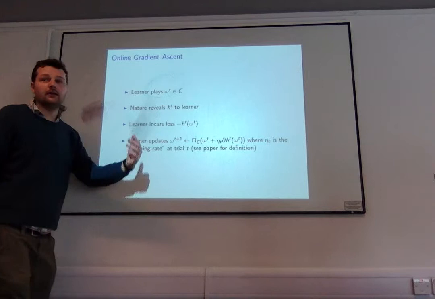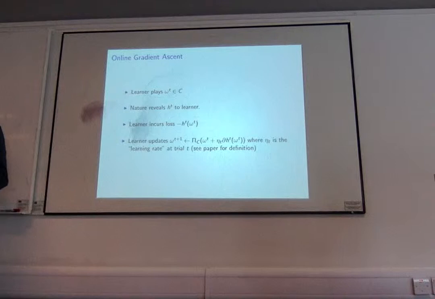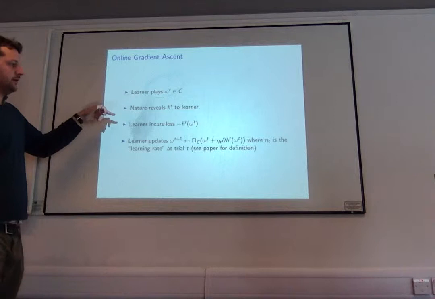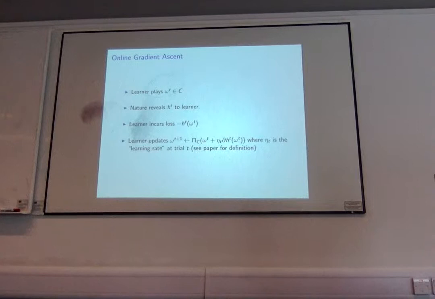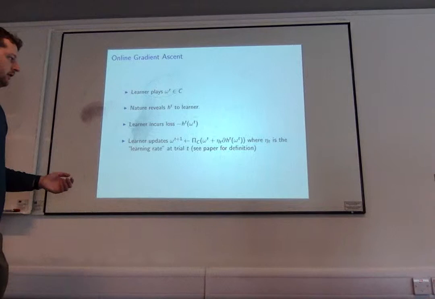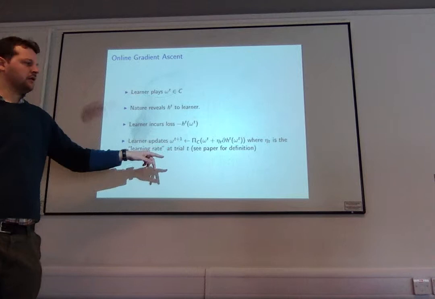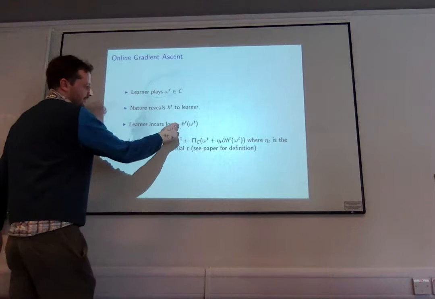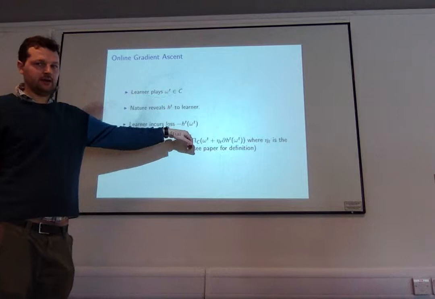Then nature reveals HT to the learner. Well, nature doesn't reveal HT. In our case, nature reveals the actual profit, the actual cost and rewards. But in doing so, it does reveal HT, because we can find this concave function HT from the rewards and the costs. So then the learner will incur this loss. I'm mixing up gradient descent with ascent. Sorry, we originally wrote a paper with gradient descent on negative values, but it looks much nicer with gradient ascent, so it shouldn't be a minus. So the learner gains HT of omega T, not with a minus, it actually gains.